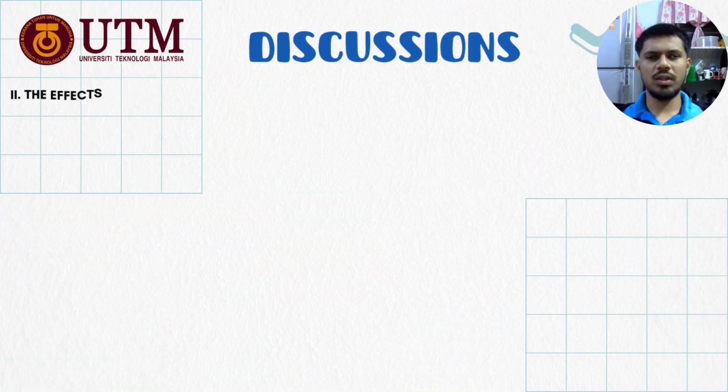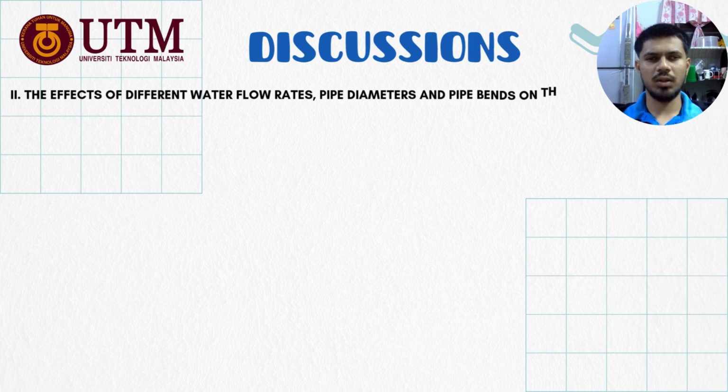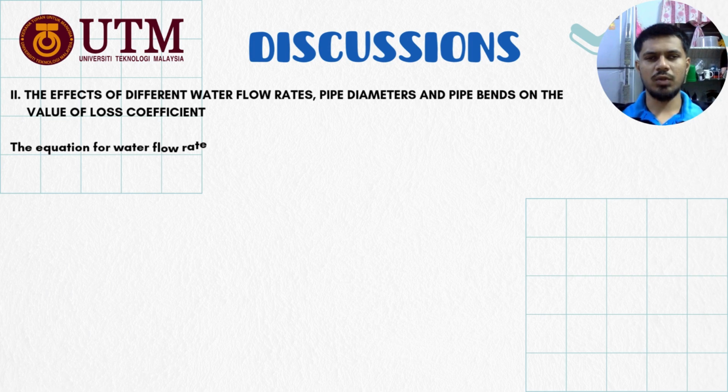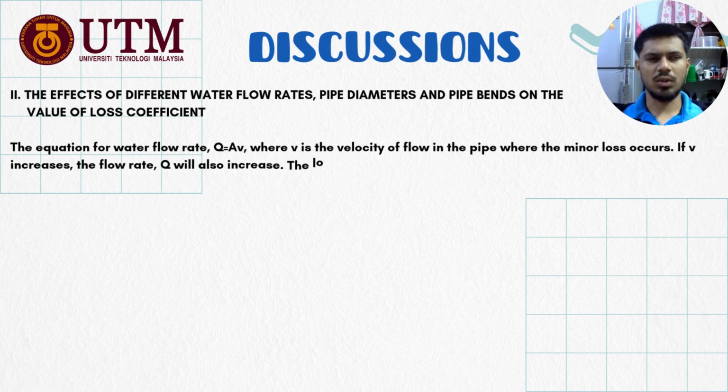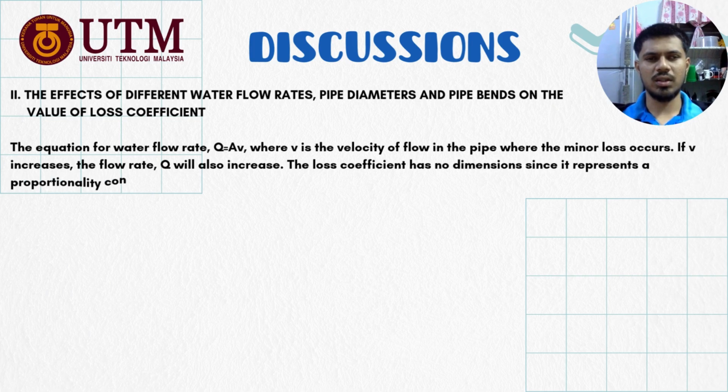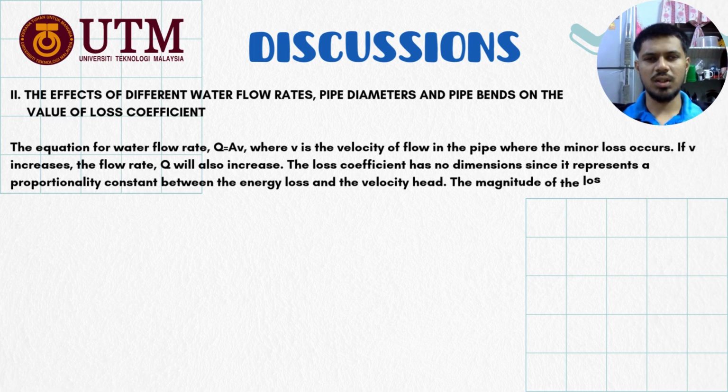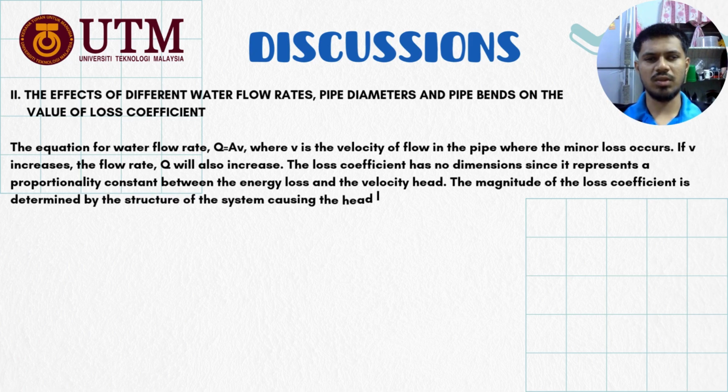Okay, here we will see the effects of different water flow rates, pipe diameters, and pipe bends on the value of loss coefficient. The equation for water flow rate is Q equals AV, where V is the velocity of flow in the pipe where the minor loss occurs. If V increases, the flow rate Q will also increase. The loss coefficient has no dimension since it represents a proportional constant between the energy loss and the velocity head.